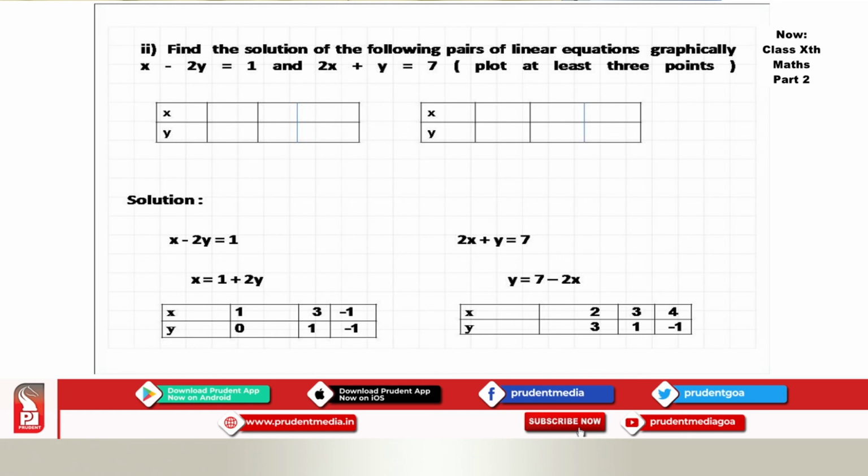For the second coordinate, I have taken the value of x is 3. Now, 3 2s are 6. So 7 minus 6 is 1. So I am getting the value of y is 1. In the third case, I have taken the value of x is 4. Now, 4 2s are 8. So 7 minus 8 is minus 1. So I am getting the value of y is minus 1 there.